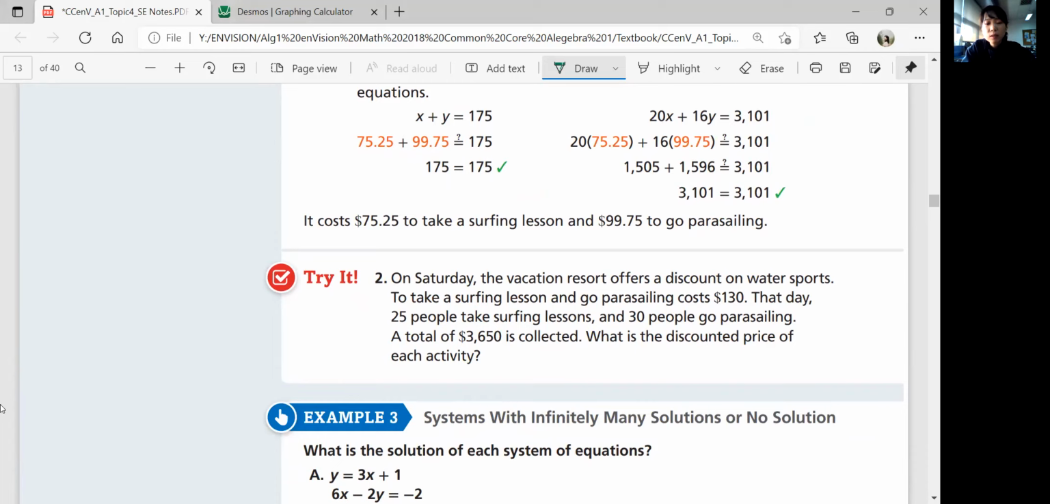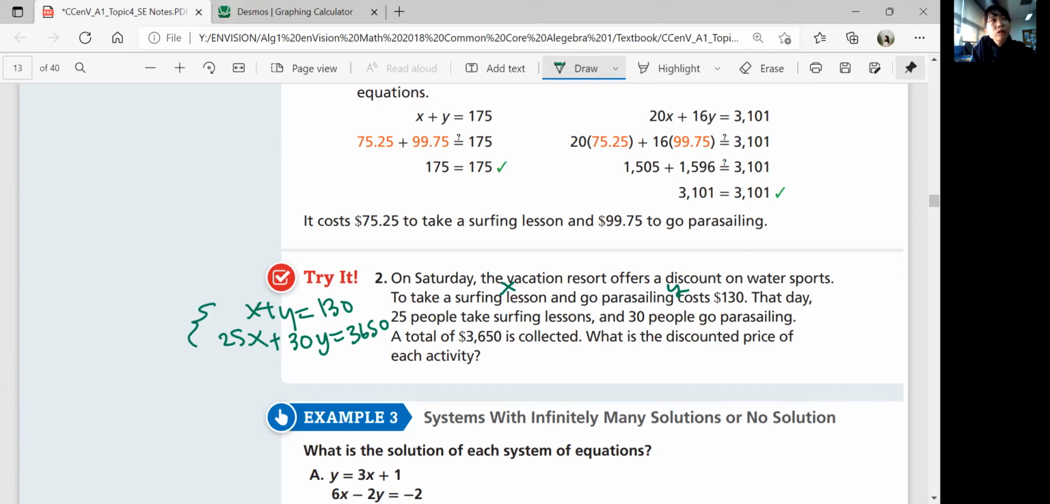On Saturday, the vacation resort offers a discount on water sports. To take a surfing lesson and go parasailing costs $130. So now we have different costs. Surfing lesson, again, that's going to be x. Parasailing cost is going to be y. If you have x plus y, it costs $130. That day, 20 people took surfing lessons, 25 times x, how much it costs for surfing, and then 30 took parasailing, so 30 times y, and the total is 3,650. So we have two equations again. What's the discounted price of each activity?